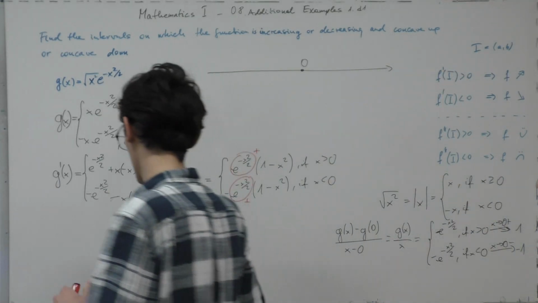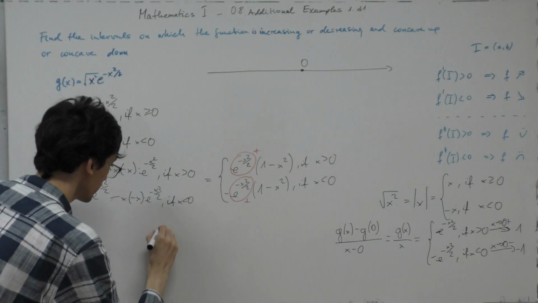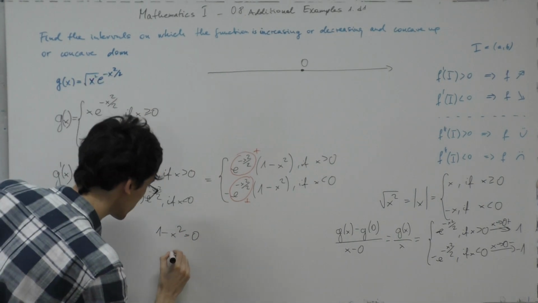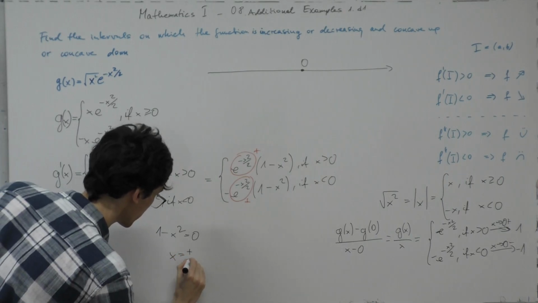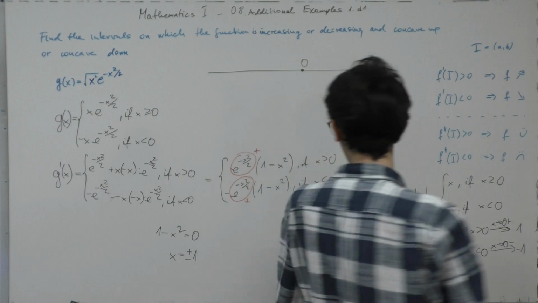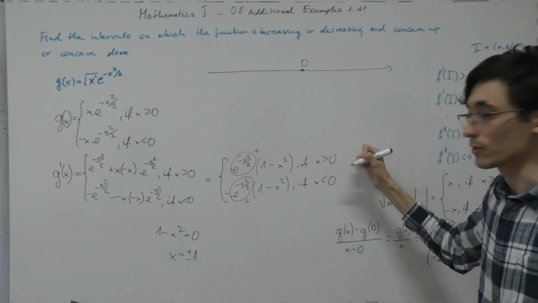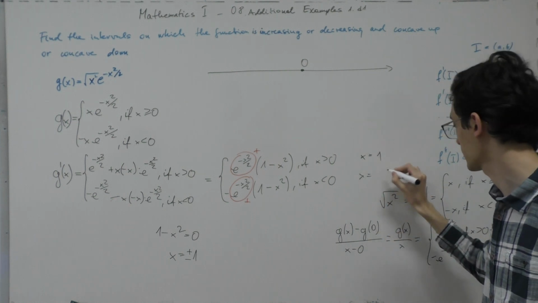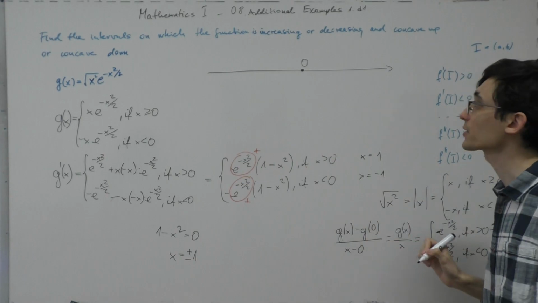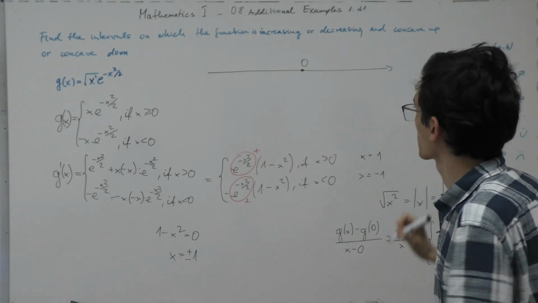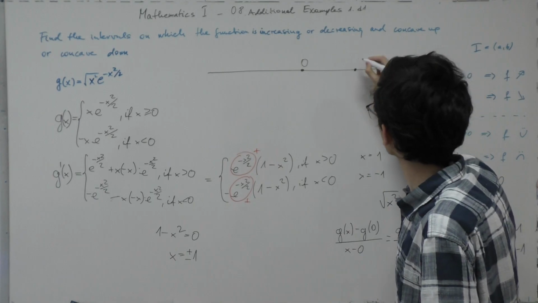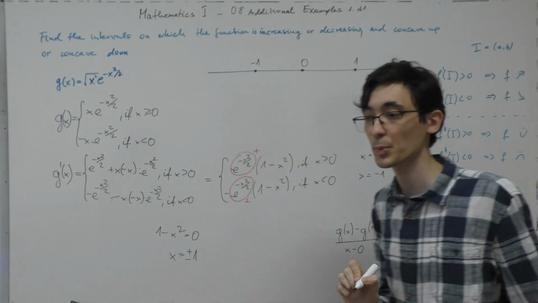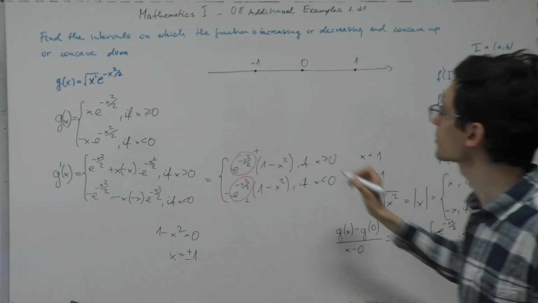So we must solve 1 minus x squared equals 0, which gives us x equals plus or minus 1. Of course, x equals 1 will be in this part as a critical point, and x equals negative 1 will be in this part, and we can also graph our critical points, with 1 being around here, negative 1 being around here. Now we can make our table.